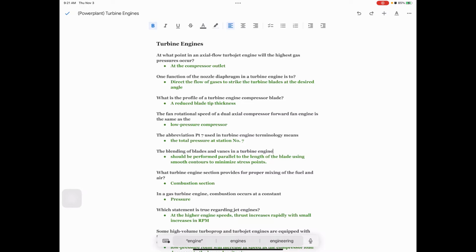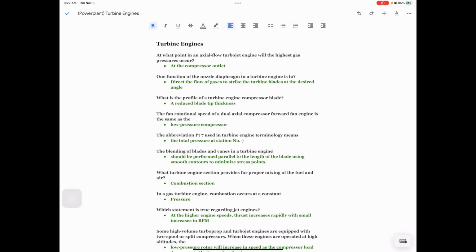The blending of blades and vanes in a turbine engine should be performed parallel to the length of the blade using smooth contours to minimize stress points. What turbine engine section provides for proper mixing of the fuel and air? Combustion section. In a gas turbine engine, combustion occurs at a constant pressure.